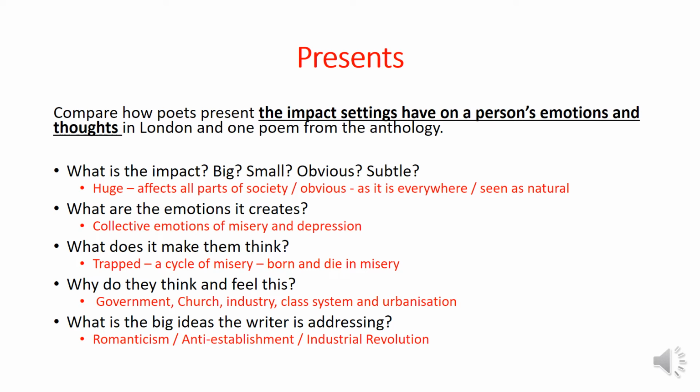So what are the big ideas it could be addressing? Well, we've got the Romantic movement, which was in a way attacking the Industrial Revolution. Anti-establishment, so the idea of organisations controlling people and making people miserable. And obviously we've got the Industrial Revolution. So all of these are ideas. So far I've got them just by thinking about my response to that question. I've not even looked at the second poem, but I've got a good grasp of this poem and I can say what the impact is in London.